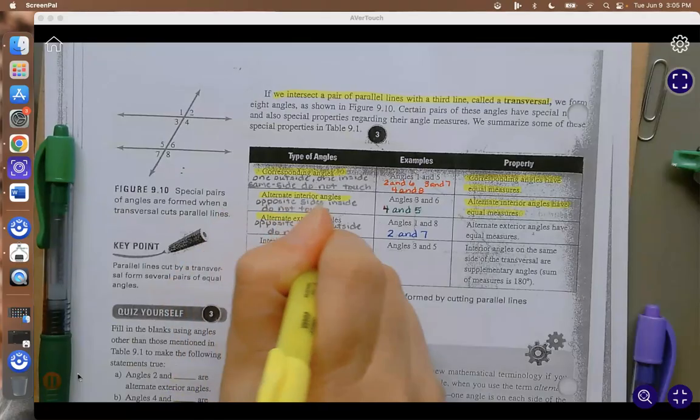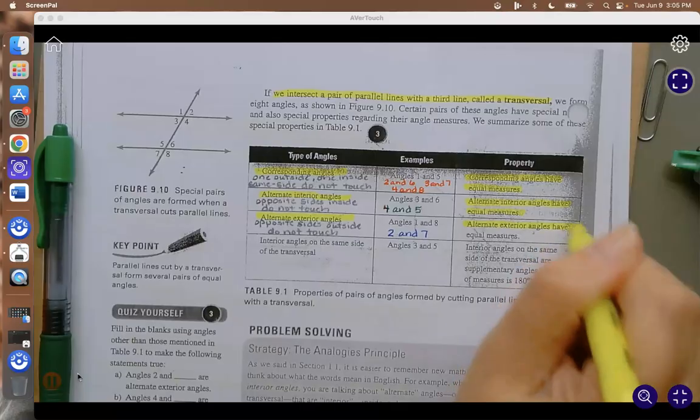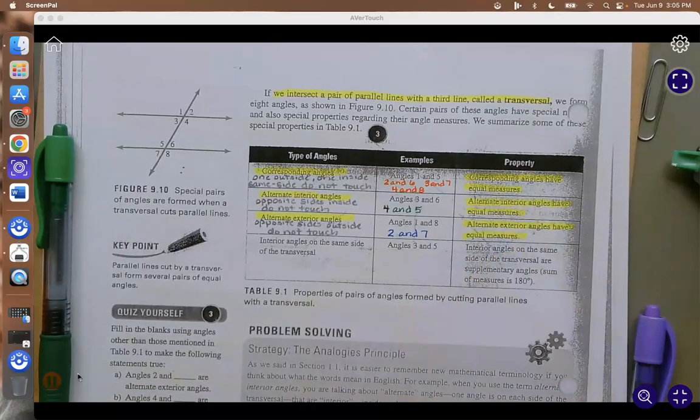Notice that all 3 of these say do not touch. When they don't touch, they are equal, like that, okay? So interior angles of the same side. This has a totally different name to me, okay?